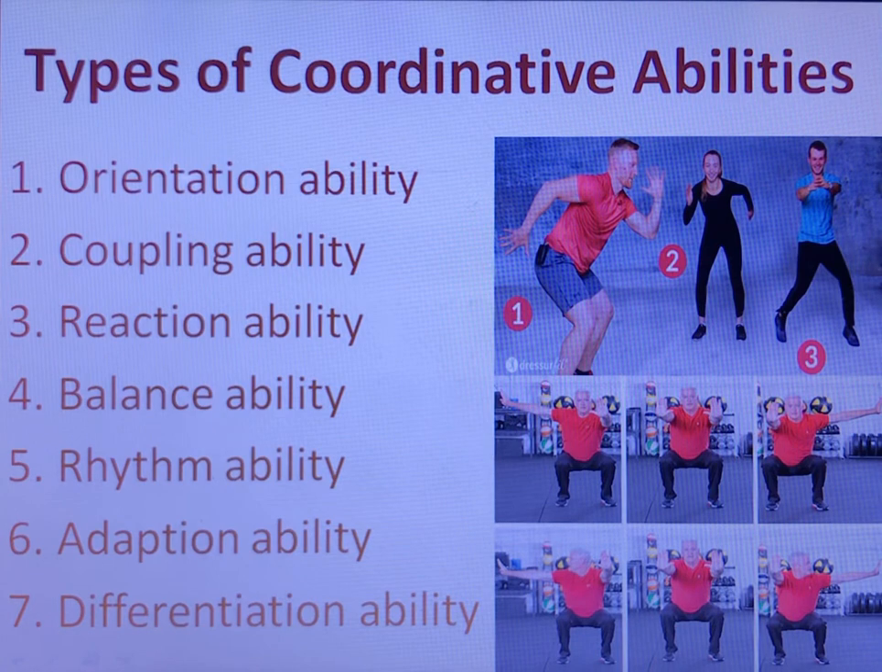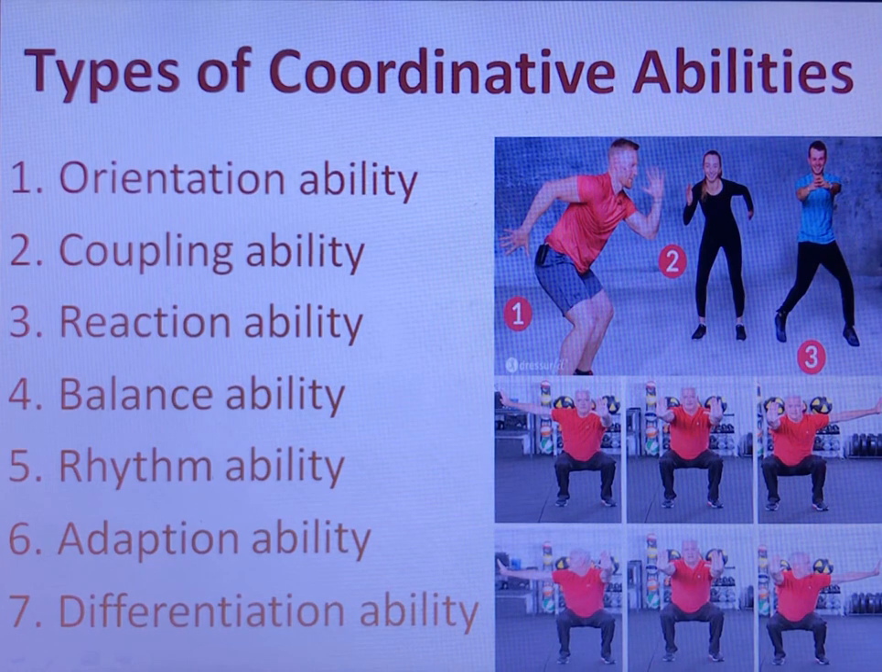The second one is coupling ability. It is the ability to combine the movements of different body parts for performing perfect sports movements. This ability is needed in team games, gymnastics, and combative sports. Third one is reaction ability. It is the ability to react immediately or quickly and effectively to a signal. It has 2 types. They are simple reaction ability and complex reaction ability.